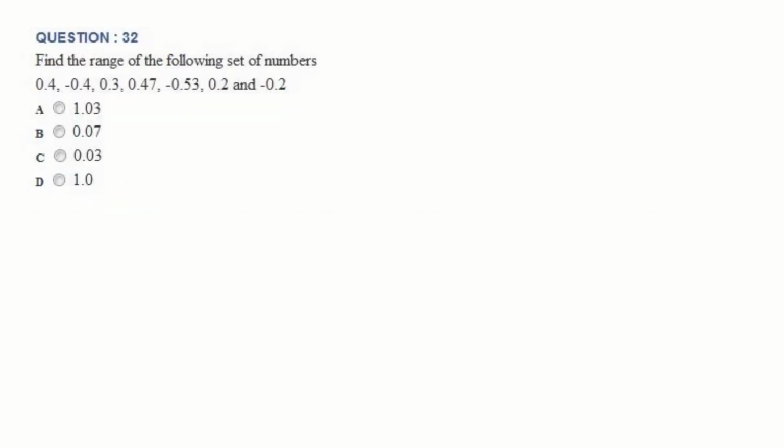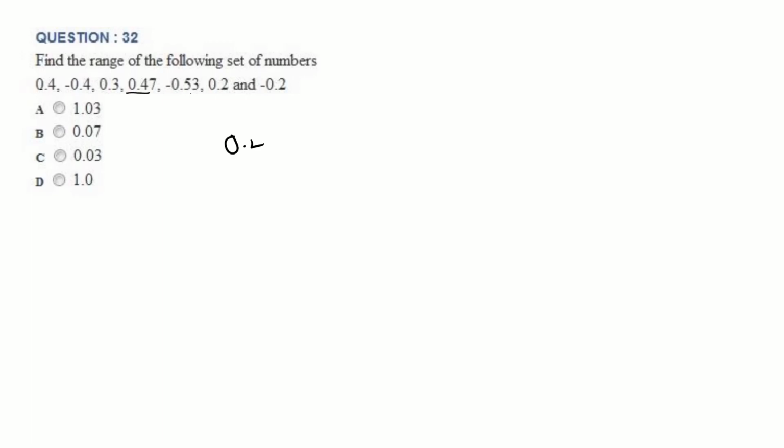We have another question on data representation here. The question says find the range of the following set of numbers. In data analysis, range is simply the largest number minus the smallest number. So let's look at the largest number and subtract the smallest number from it. So we have 0.4, minus 0.4, 0.3, 0.47. If you look at this very well, we are going to see that the largest number is 0.47.